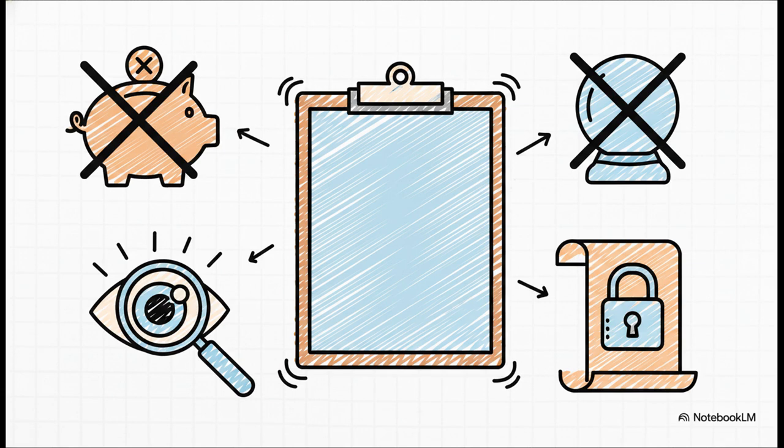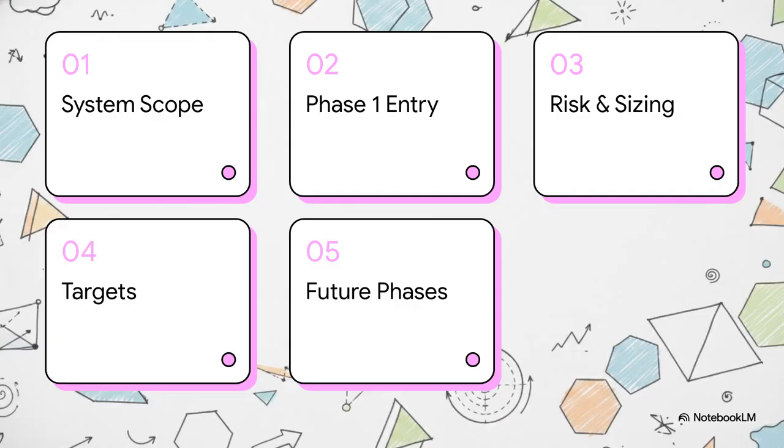Throughout our readout today, we're keeping a very neutral documentary tone. No predictions, no assumptions whatsoever. And you won't hear any references to technical analysis, fundamental analysis, or quant methods either. We are here solely to describe visible events, and that's it. Quickly, looking at our agenda for this structural readout, we'll cover the system scope, the Phase 1 entry state, risk parameters and sizing, structural targets, and we'll wrap up with future phase definitions.